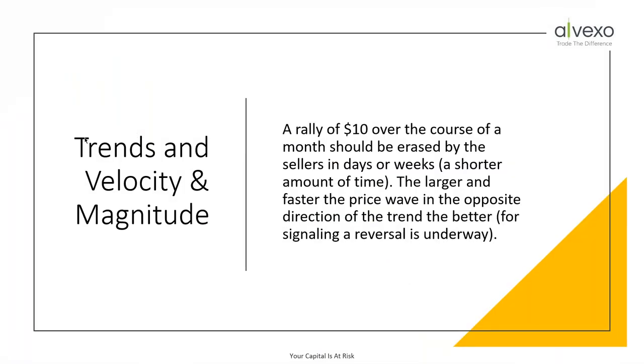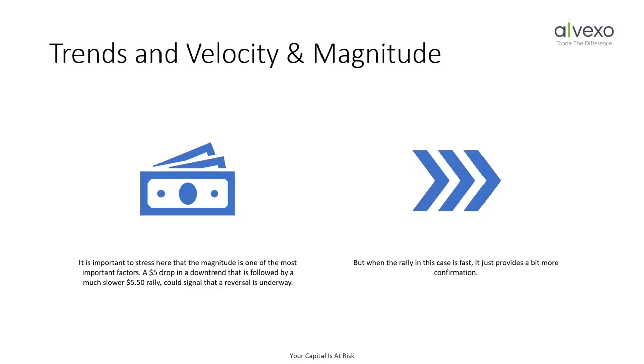So a rally of $10 over the course of a month should be erased by sellers in days or weeks. The larger and the faster the price wave is in the opposite direction of the trend, the better. So remember, when I'm using days and weeks, we could be using 15-minute candles and one-hour candles. We could be using a trading session. Okay, you have to figure it into what time frame you're looking at.